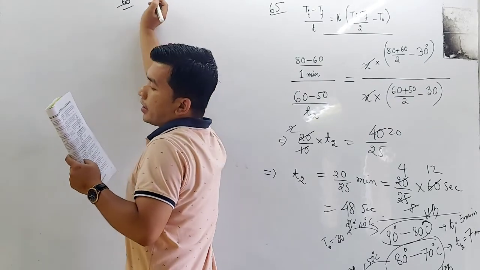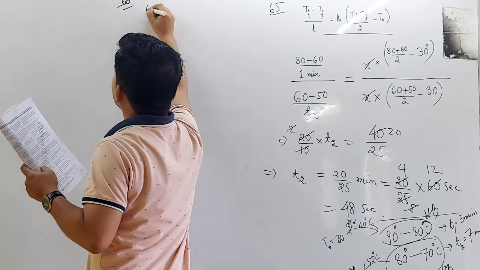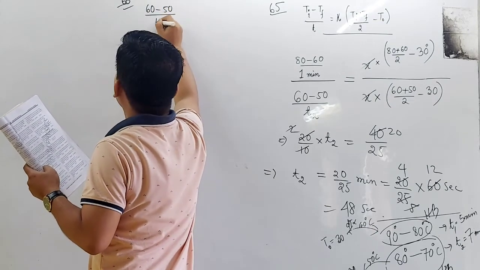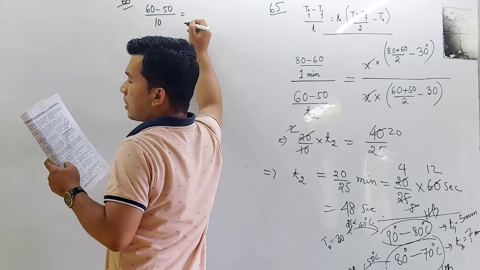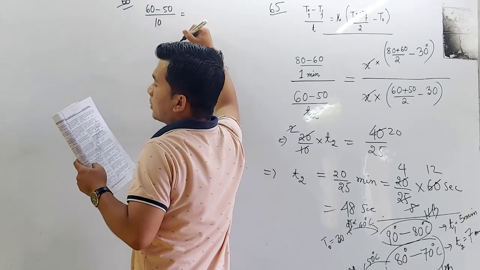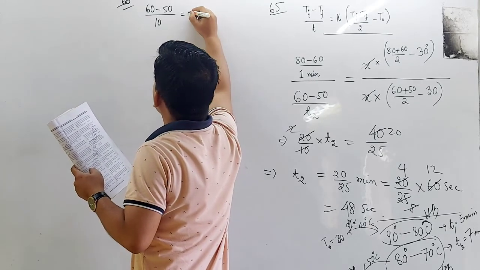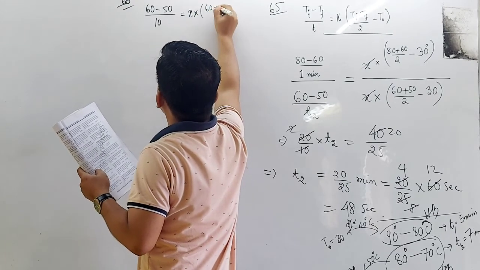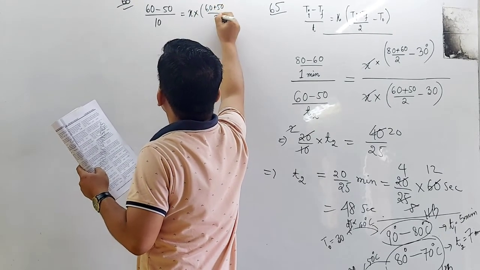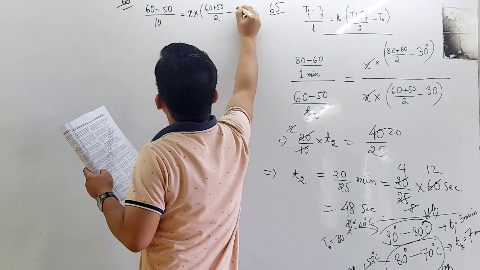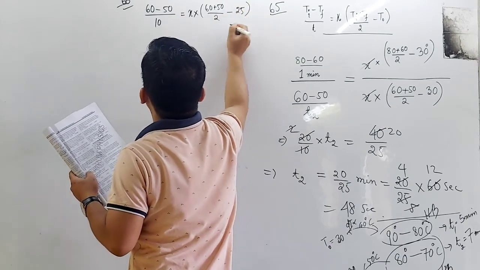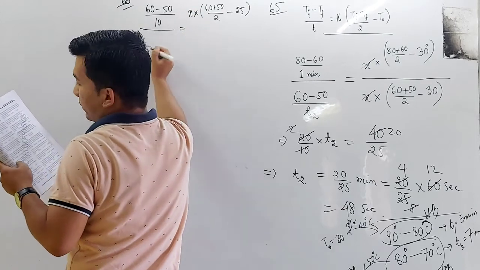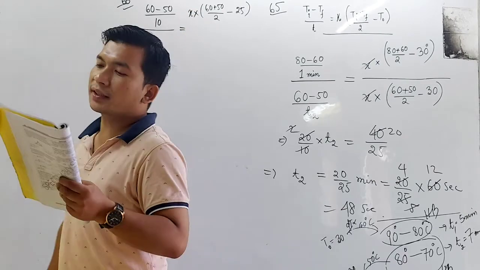Question 62. 50 in 10 minutes. What is the temperature of the surrounding? 25. Next, the second question, understand the question.